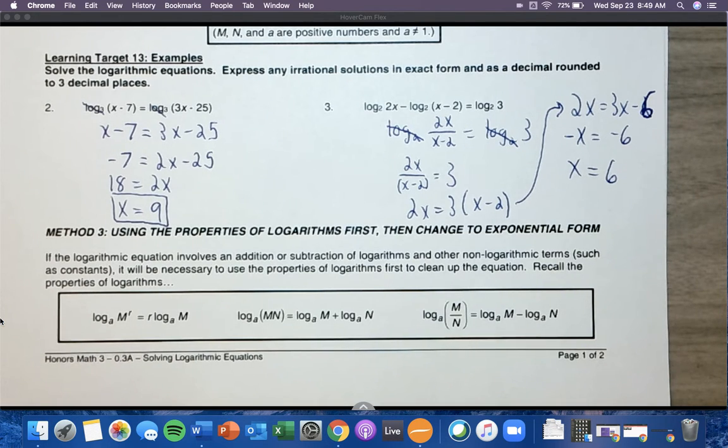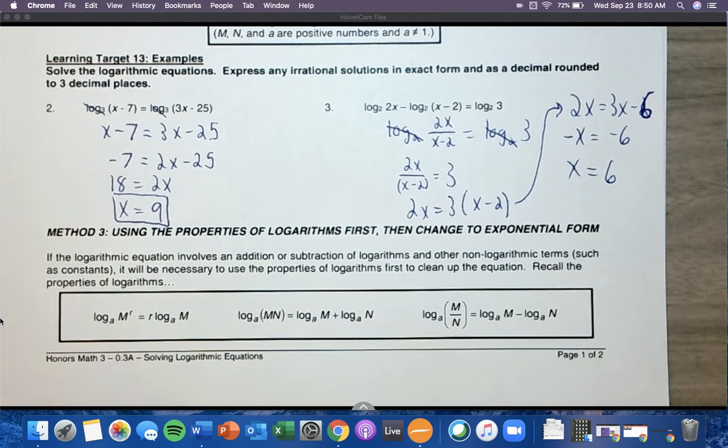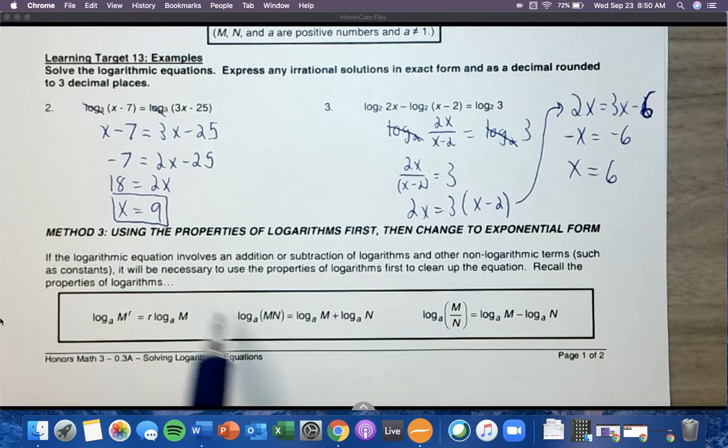So that's a good example that's going to bridge us into the next part, which is using the properties of logarithms first, then changing to exponential form. We have our logarithm properties, and we're going to use these to give us a better chance of solving equations. All right, so let's look at some examples.